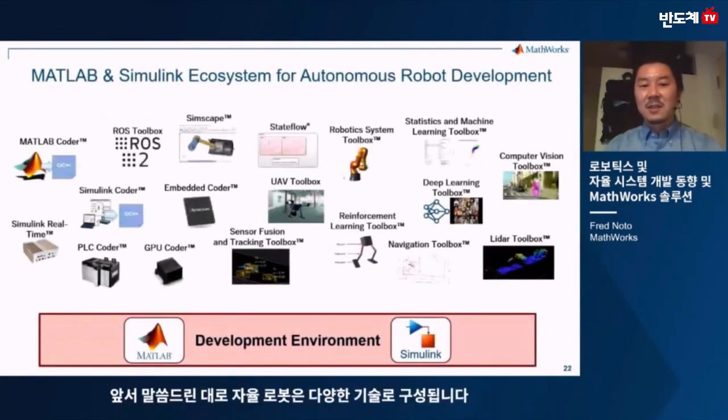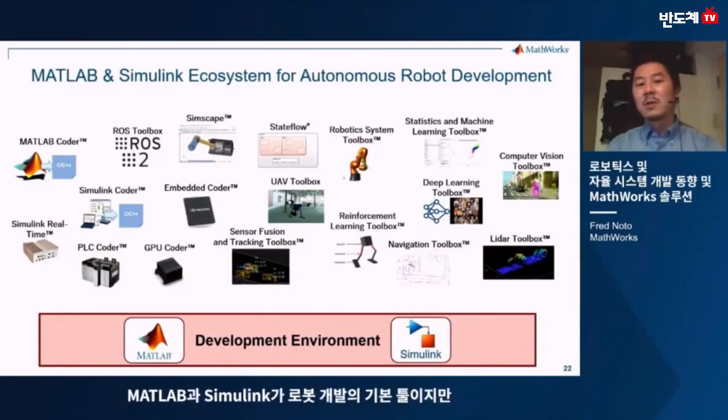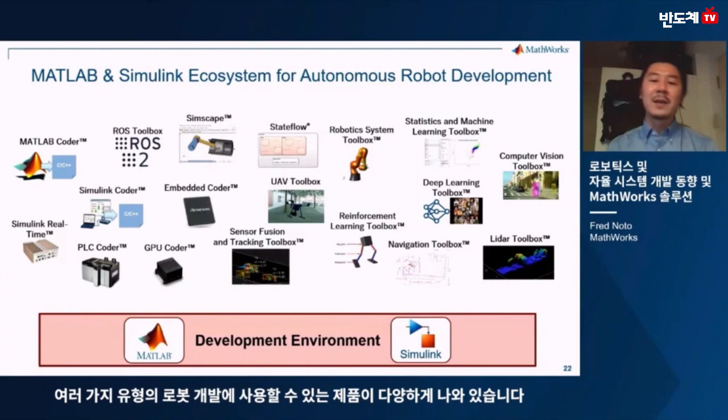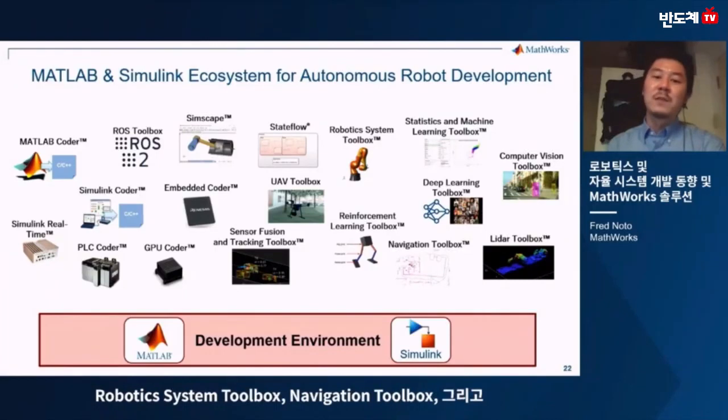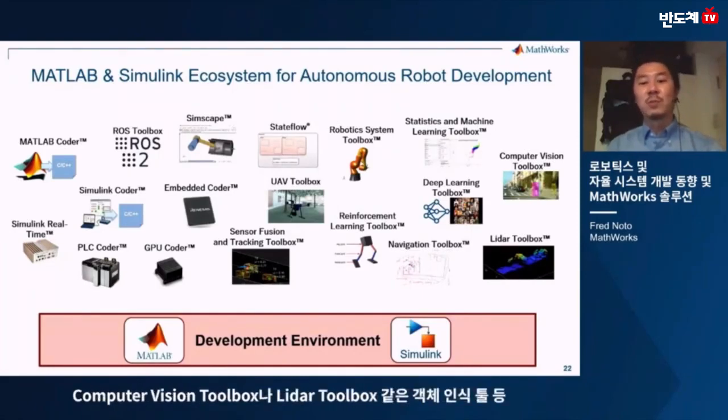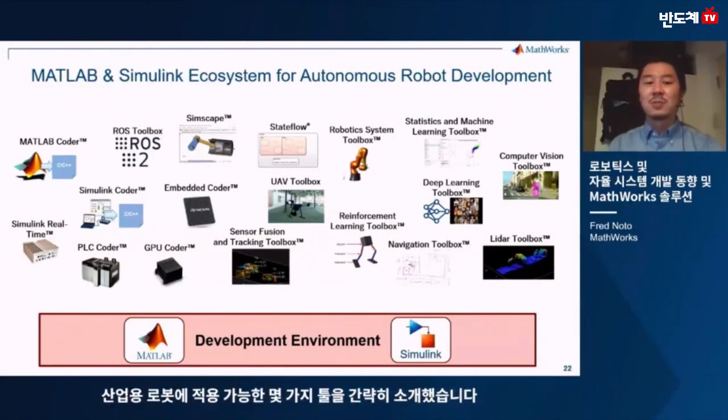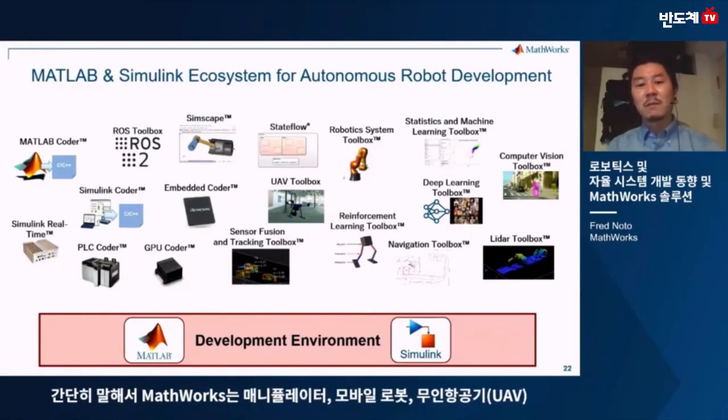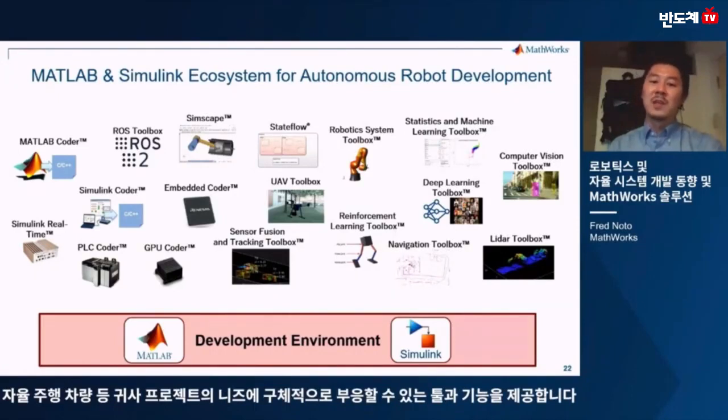Now, as discussed, there are various technologies which make up an autonomous robot. MATLAB and Simulink are the base tools for development, but a variety of optional products are available for developing different types of robots. I briefly introduced some of these tools applicable to industrial robots, such as Robotic System Toolbox and Navigation Toolbox. Also tools for perception, such as Computer Vision Toolbox and LiDAR Toolbox, and other toolboxes as well. Simply put, MathWorks offers tools and capabilities that specifically address the needs of your projects, whether it be manipulators, mobile robots, UAVs, or self-driving cars.